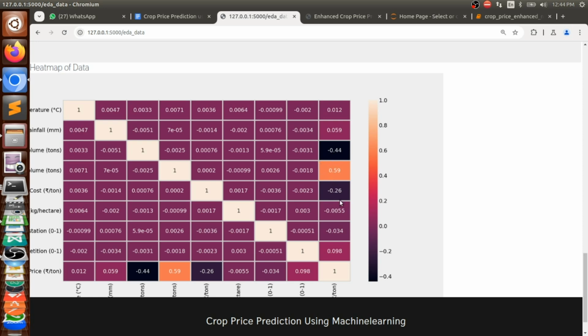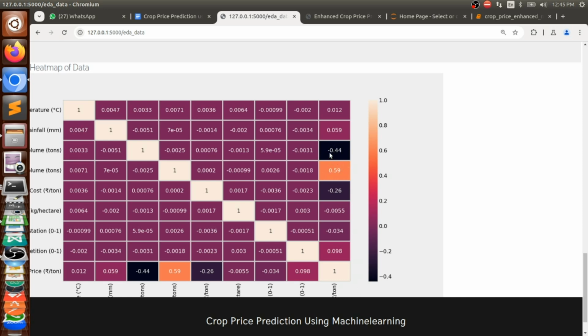Now you see 1 and 0.59. It means the price meets the demand value. If there is high demand, the price will increase. There is a 59% relation. If demand is increasing over any crop, the price increases. It is directly proportional. This is that much of an impactful parameter.